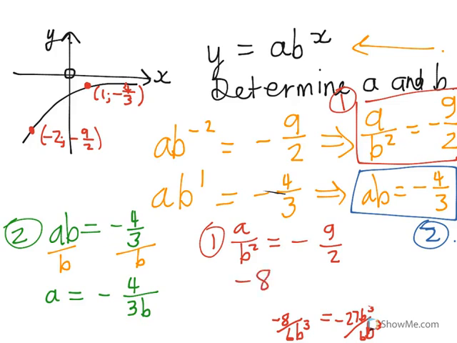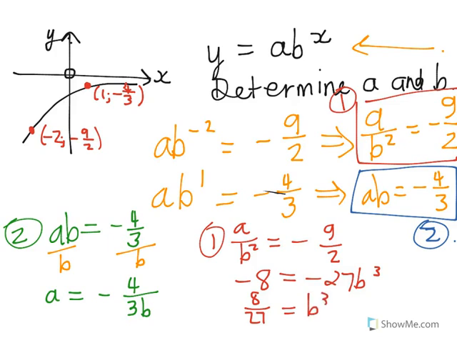So that is the current state of my equation, and I can just solve it from there. Trying to get b by itself, I'm going to end up with 8/27. The negatives cancel out, and if you take the cube root of that, you should get 2 over 3. So now I know that b is equal to 2 over 3, and what's left is for us to figure out what a is.